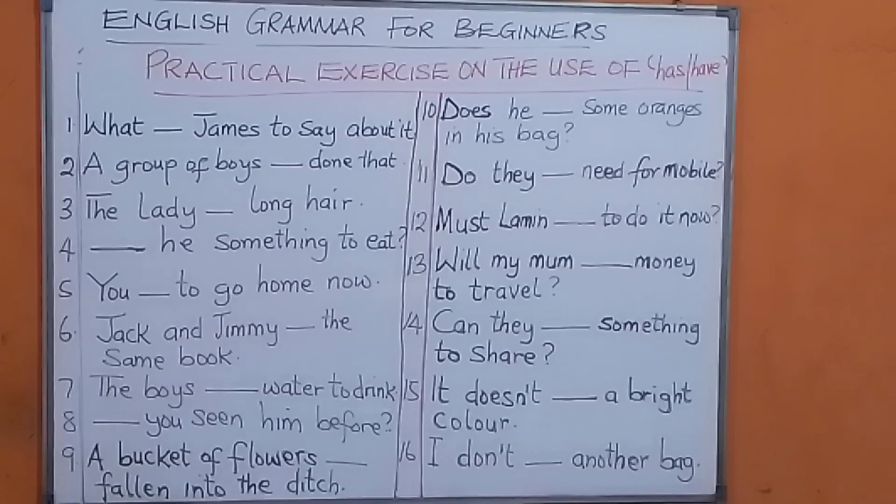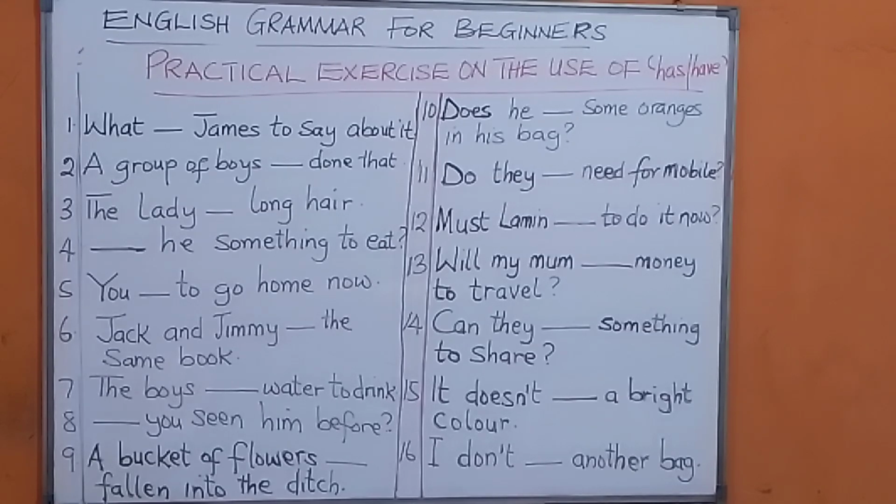Now what we're going to do, the moment you open this video, is to pause it, copy all the questions from number 1 to number 16, and try to provide answers to them by putting has or have in each of the spaces provided. Put the correct answers there, and then come back to this video and play it as we provide answers to the questions.